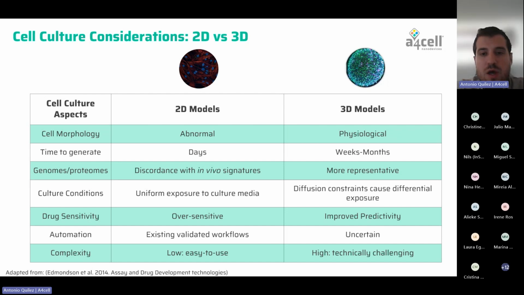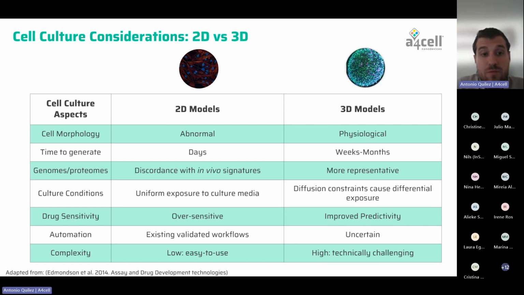Whereas in 3D models, the morphology resembles more the physiological conditions. But there are also some other aspects that we should take into account. We can start working with cells in 2D in a few days, whereas 3D models sometimes take weeks or even months to grow and fully develop and differentiate. So these differences in their physiological state make them more representative of what's happening in vivo in terms of gene expression and the proteome status that they have.